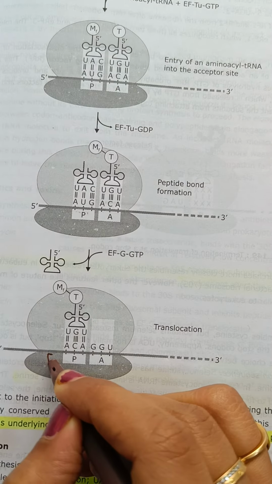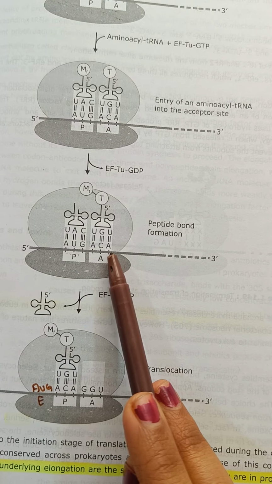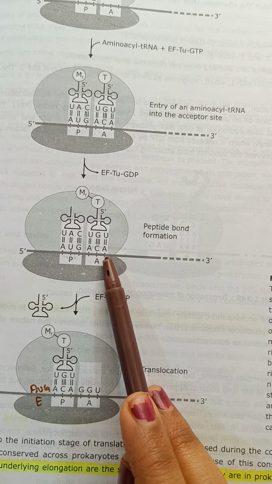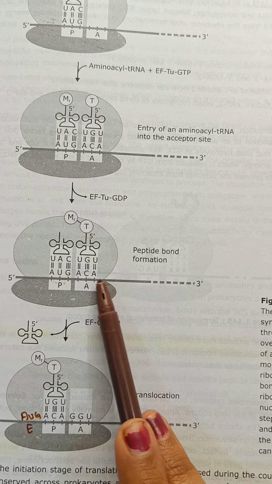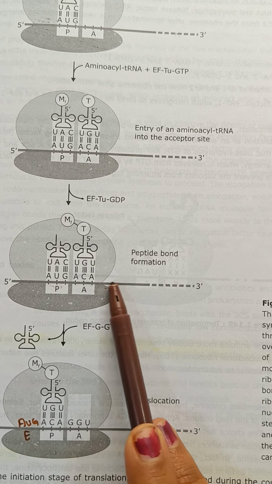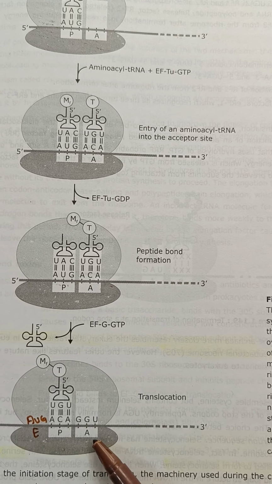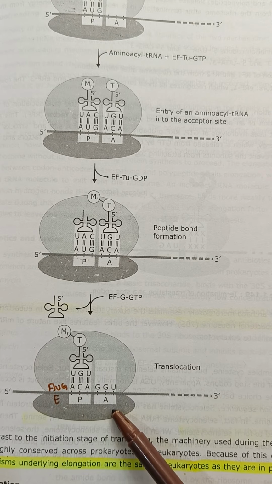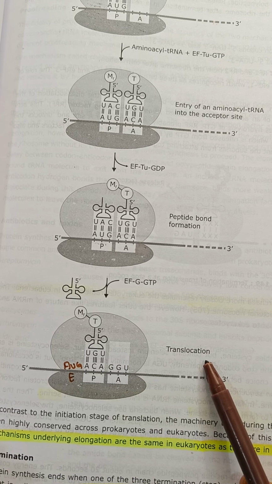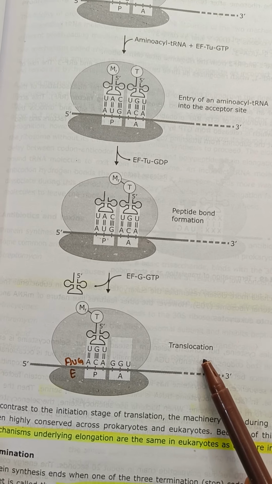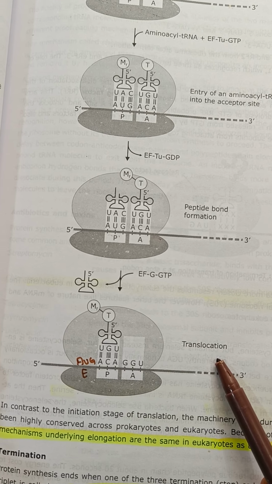Here you can see in the E site you will have AUG. Now ACA, which was previously in the A site, now comes into the P site. GGU, which was previously not in any site of the ribosome, now falls in the A site. This movement of the ribosome, three nucleotides ahead on the mRNA, is referred to as translocation, and this process of translocation is mediated by our other elongation factor, that is EF-G.